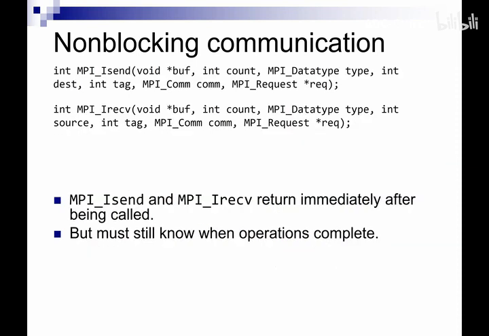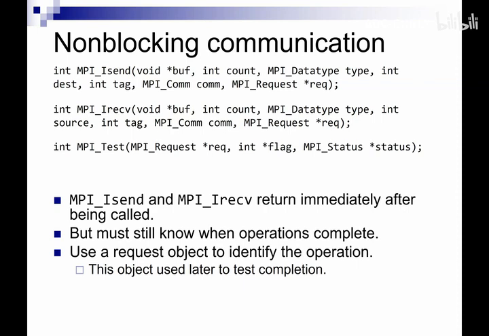So now I have these non-blocking communication functions. We use them in a similar way to MPI send and receive. However, we add an I in front of the name, so MPI I send and MPI I receive. These functions can return immediately after being called. They're not going to block. But we need to know when these operations complete, because until they've finished, I can't modify the data in these buffers. In order to know when the operation has completed, I have this function called MPI test.